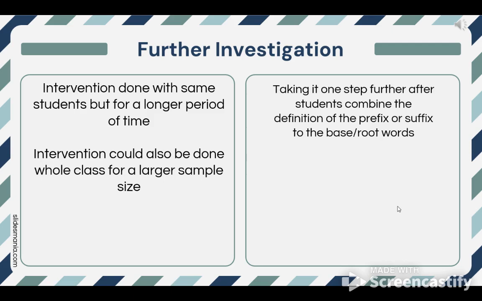And so I think if there was a little bit extra or a longer period of time for that data collection, that would be a good thing to further investigate to see if students could understand the definition on a deeper level. And then I also think it'd be interesting to see the intervention with a whole class, and that would help collect a larger sample size of the data for the pre-test and the post-test.